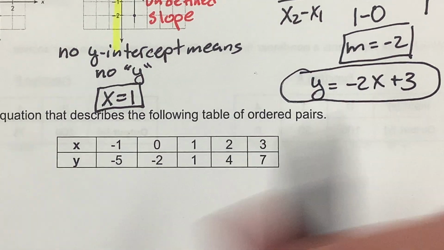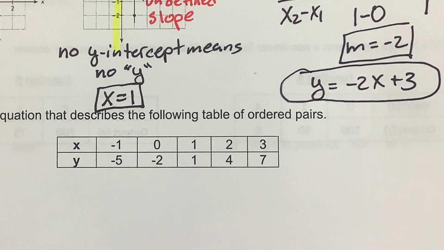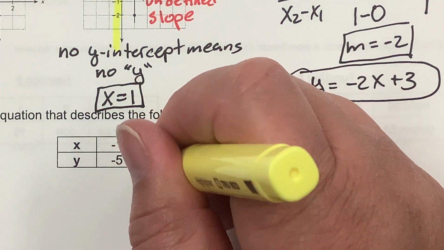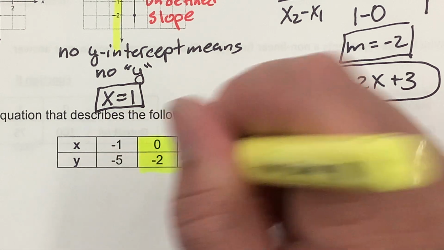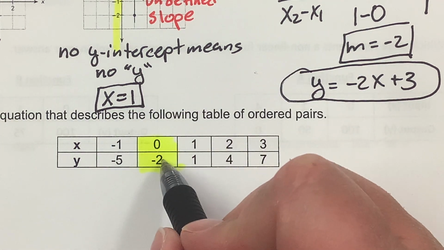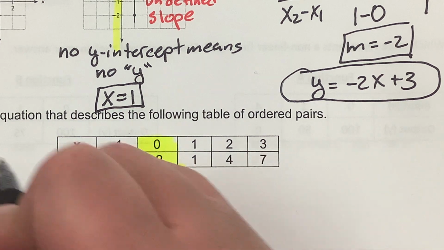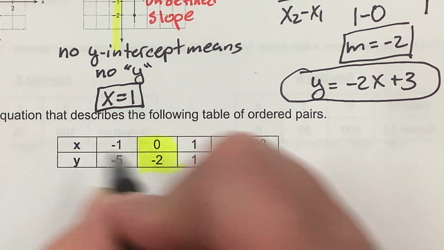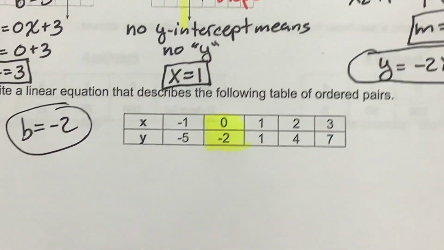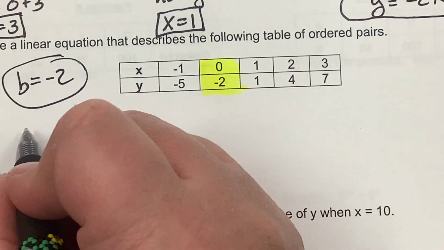Let's take a look at this next one. Write a linear equation that describes this set of data. Look at this. My y-intercept is the y value when x equals 0. So I already know b equals negative 2. That's important.